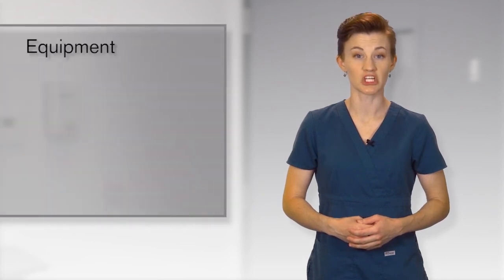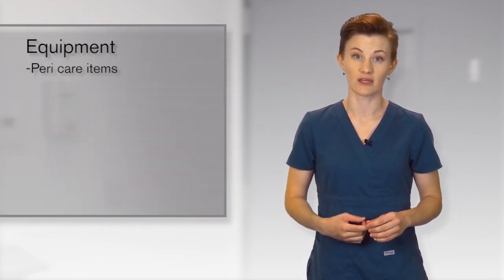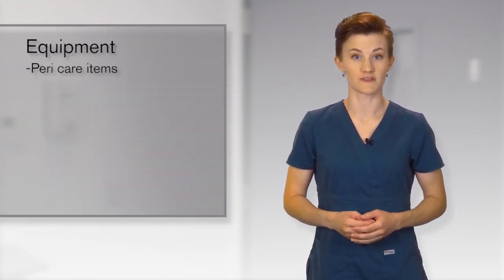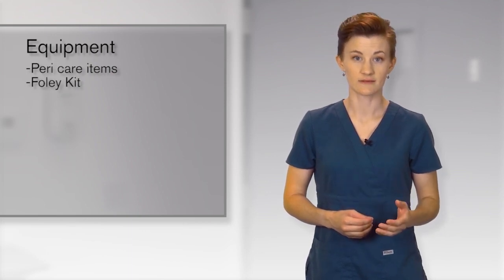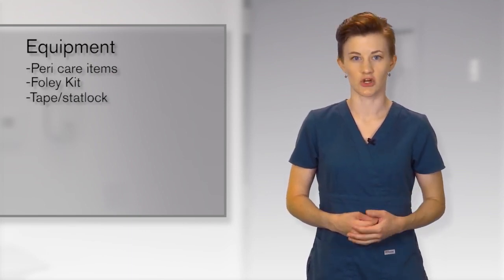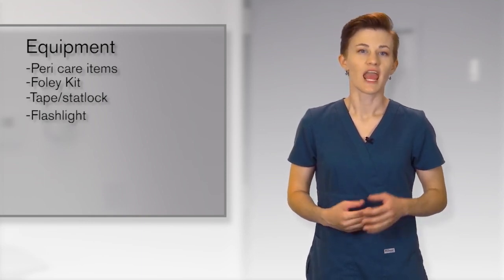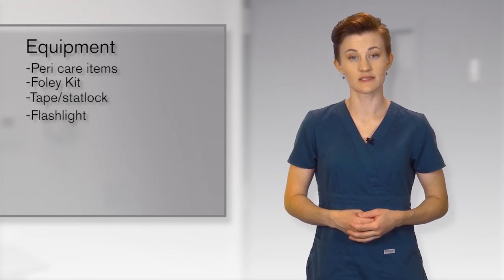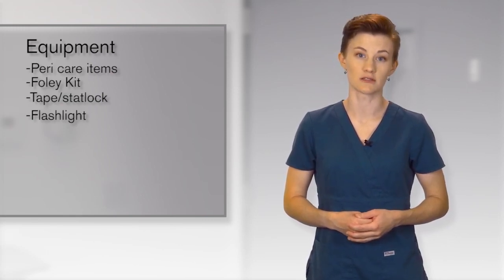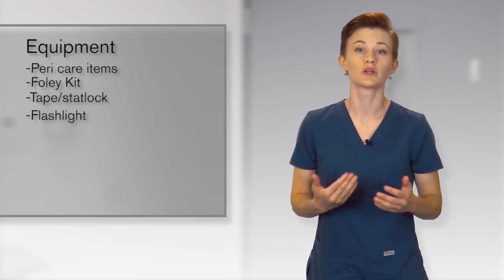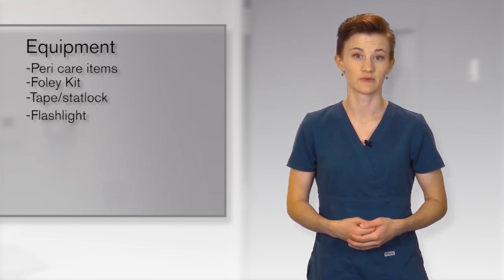The first step in performing a Foley catheterization is to verify the order, policy, and protocol of your facility. Then it's time to gather your equipment, which includes items needed for perineal care, which may already be part of some kits, the Foley kit, 1-inch tape or another securing device such as a stat lock, and a flashlight if needed. A 14 or 16 French catheter is the most common size used for an adult. A pediatric patient will require a smaller sized catheter.